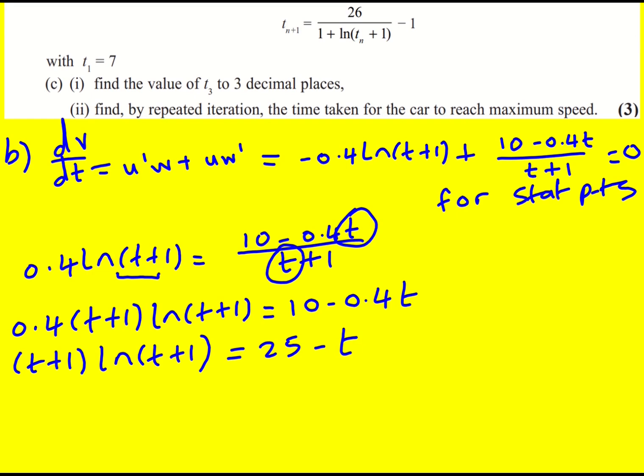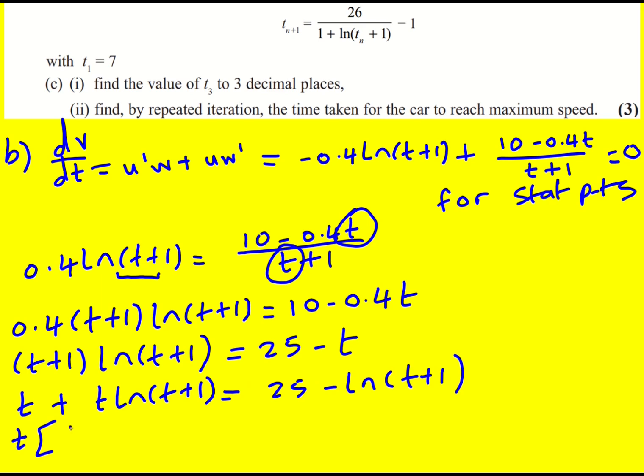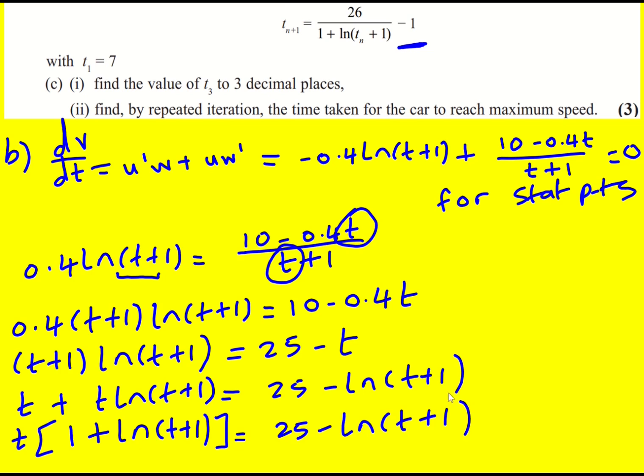Okay, that's much better. Then I'm going to expand the bracket on the right and add the t. So it'll be t plus t ln(t+1) is equal to 25 minus ln(t+1). I've just rearranged it as I've gone there. And I can now factorize out the t. It's not looking quite right yet, but just be aware of this. There's a minus 1, but it's not within the fraction. So we're going to have to mess about with it a little bit. And there's a 26 in the answer, whereas we've only got 25.